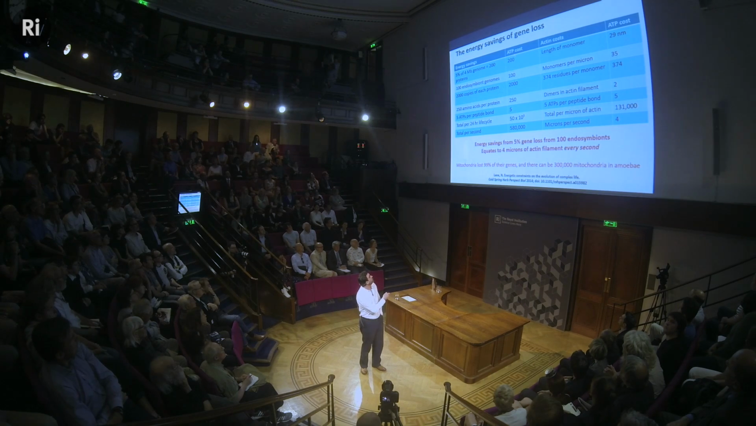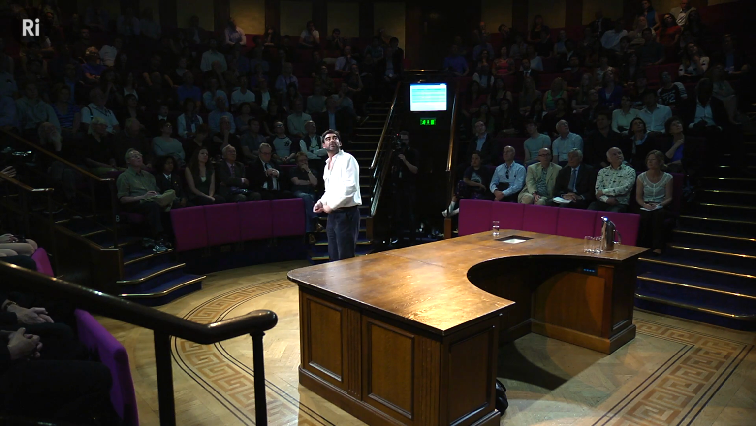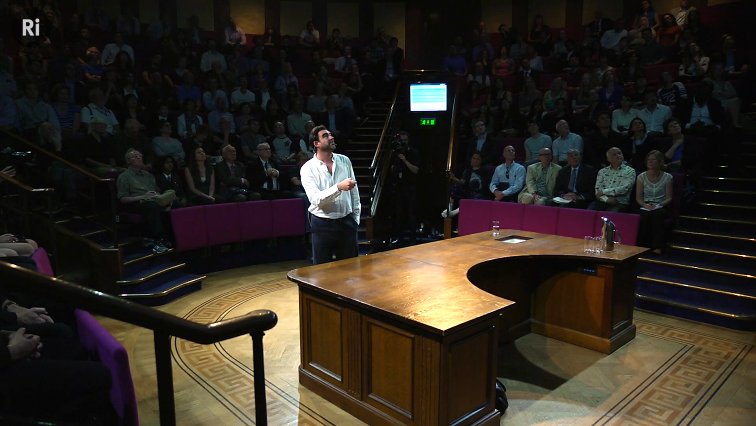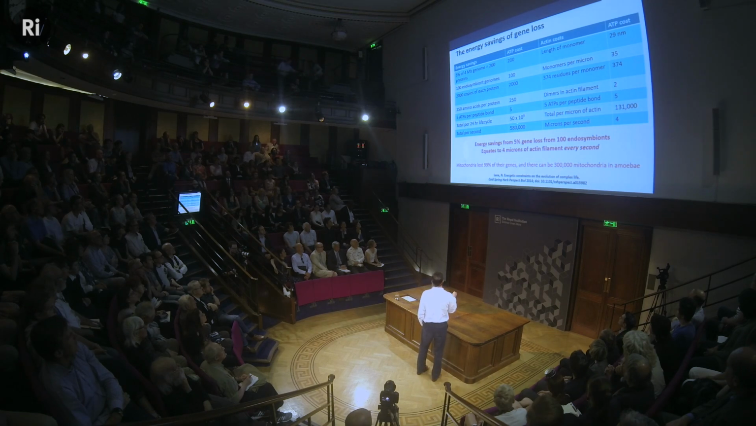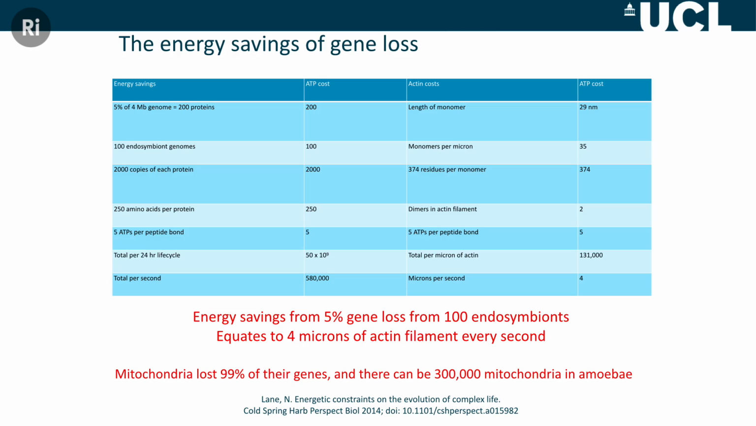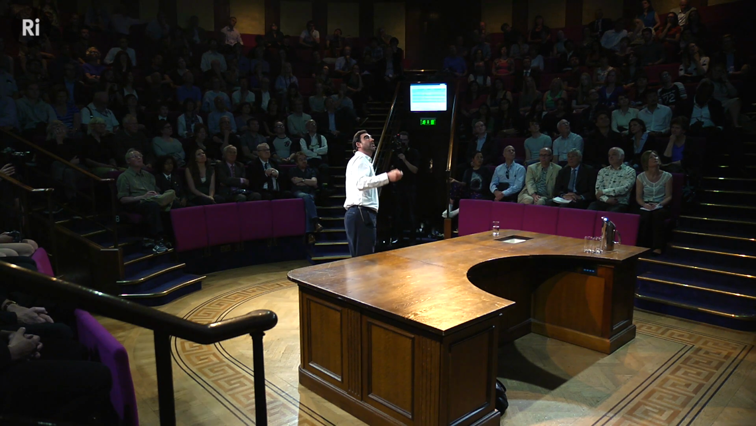So you can work out the cost in ATPs, this energy currency, that you would have to pay to build all of those proteins? Well, the answer is the cost is something in the order of 50 billion ATPs. If we assume a 24-hour life cycle, that works out at 580,000 per second. So that's what you would save by not expressing those genes in those 100 endosymbionts. What could you spend it on?